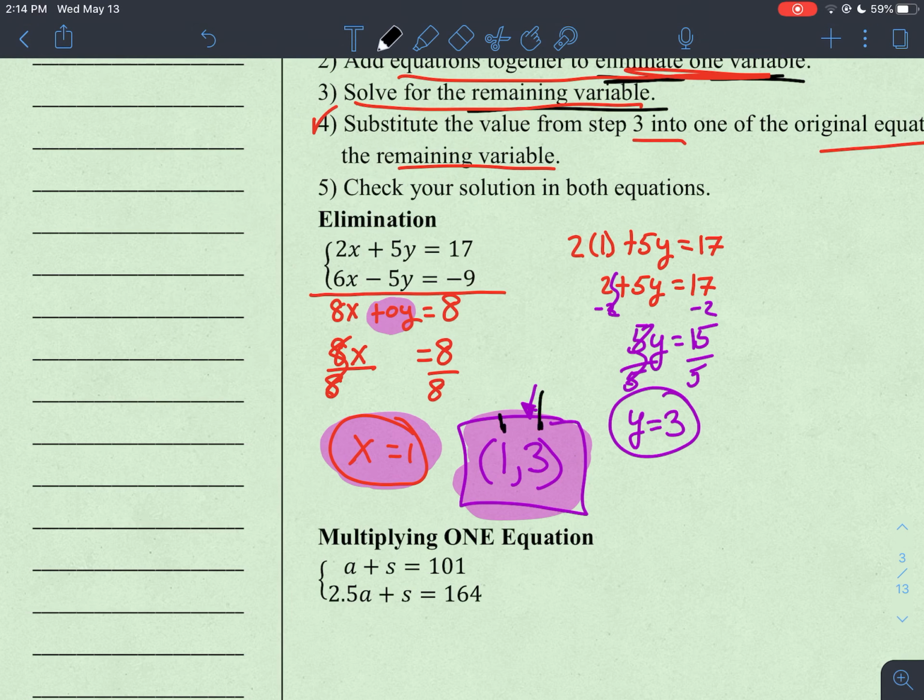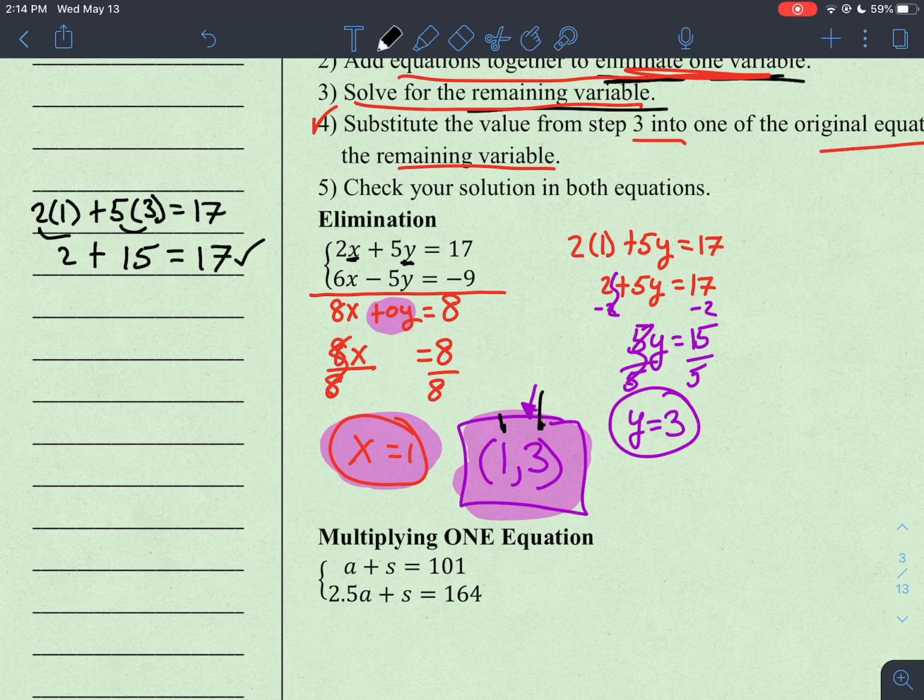I'm going to plug in 1 for x and 3 for y. So the top one is going to be 2 times 1 plus 5 times 3 equals 17, and that should be a true statement. So this is going to end up being 2 plus 15, and that equals 17. So that checks out.